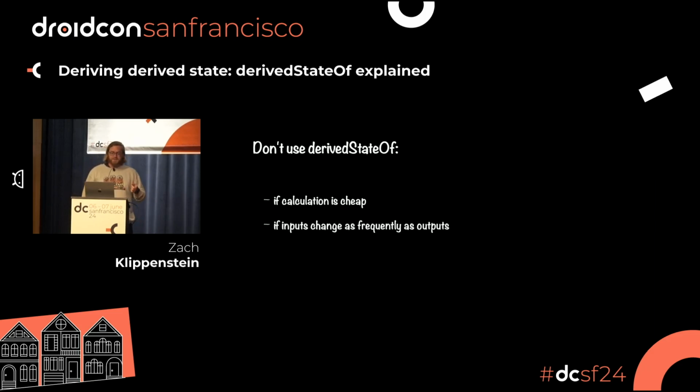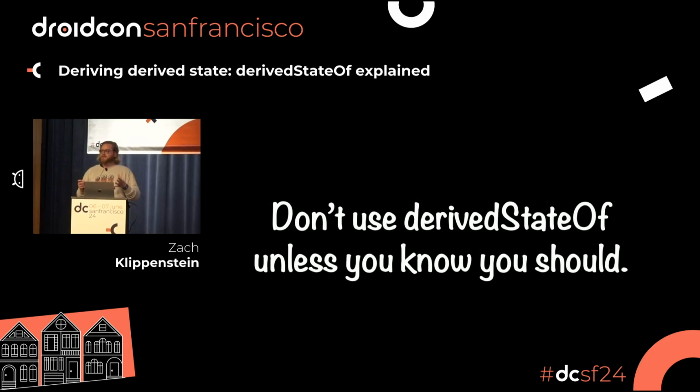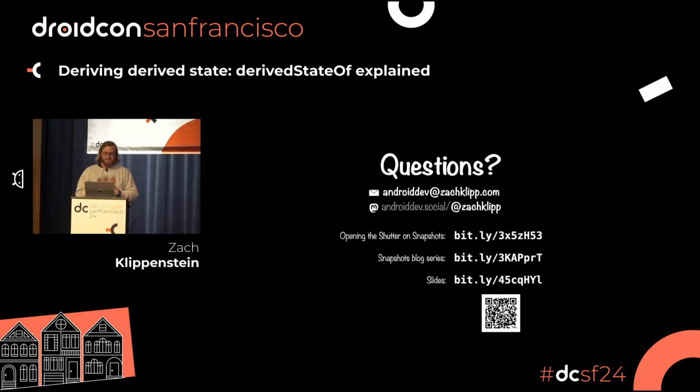You should not be using derivedStateOf if you're doing cheap calculations and the output changes about as often as the inputs do. And I'll show you why. So the main thing to take away from this talk is don't use derivedStateOf unless you know you really should. So that's the talk. How am I doing on time? All right.